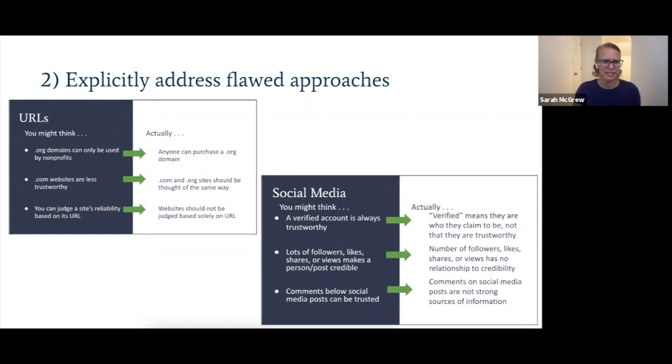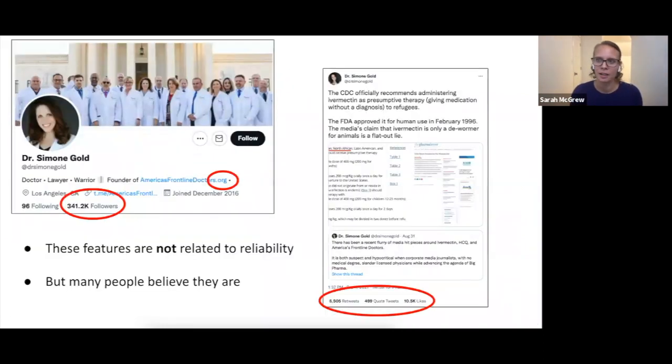And I just want to emphasize again that this isn't just students. I've found lots of librarians, for example, who still believe that .org websites are more reliable than .com, and lots of adults who have those misconceptions about social media. And using those flawed approaches, instead of something like lateral reading, can quickly mislead us.